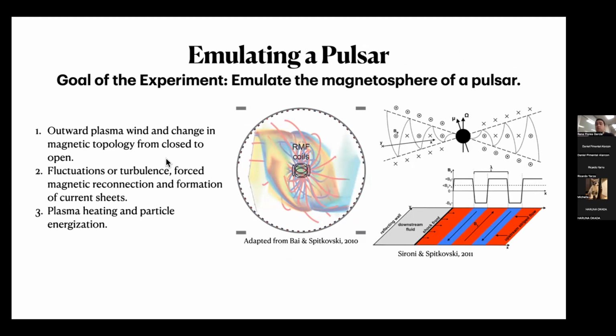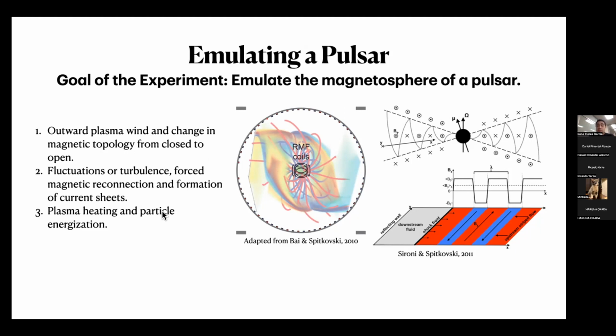So some of the goals of what we're going to see in the experiment are, first of all, this plasma wind, which I just described. If we set it to rotate, we should be able to see some of the plasma go out. Also a change in topology, in which we are able to see how the magnetic fields behave with the plasma. We want to see fluctuations or turbulence, so turbulent motion, something that's going on in these magnetized winds.